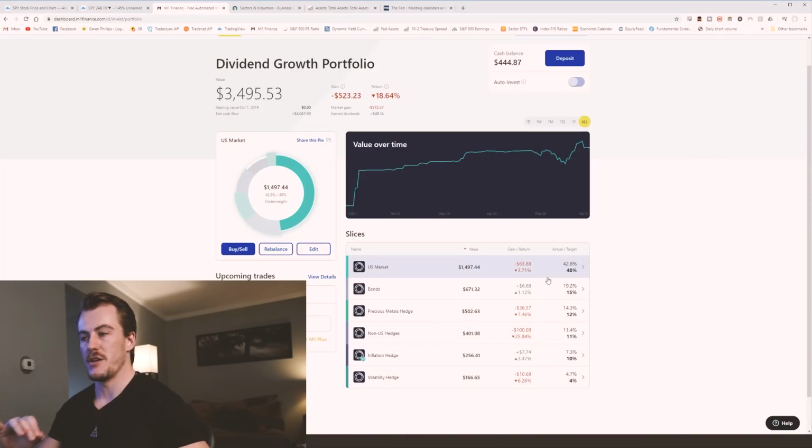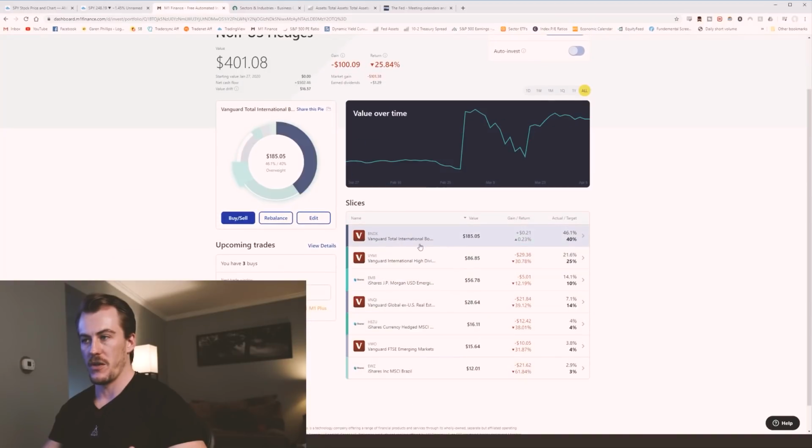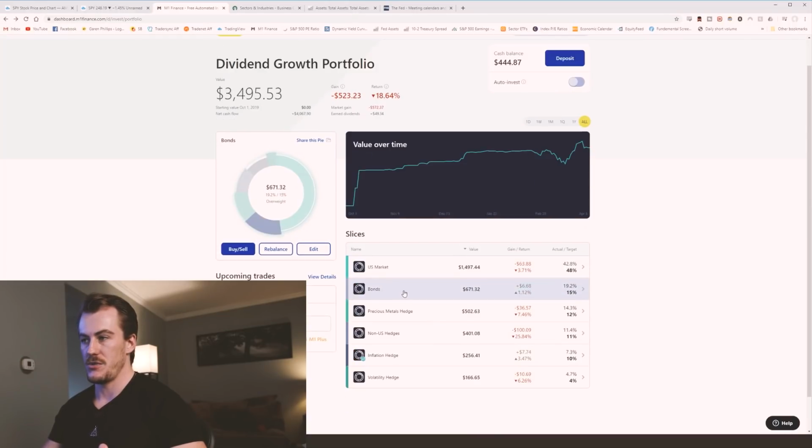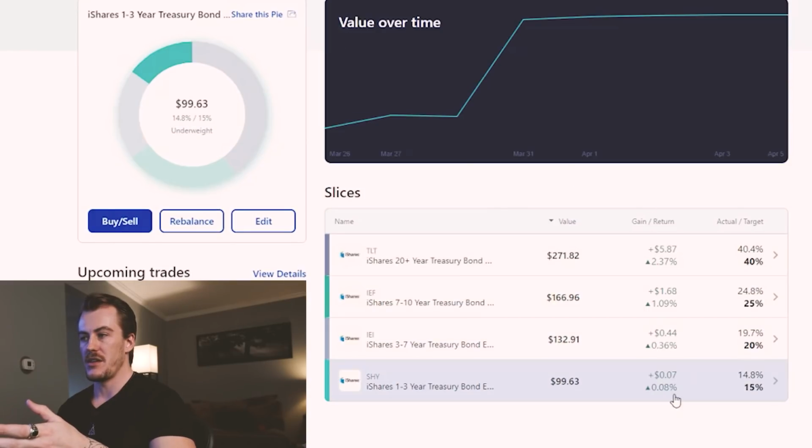So let's talk about some other hedges. We have the precious metal hedge, which is only down 7%, and I've already explained volatility, and then we have non-US hedges. If I open up my non-US portfolio, I actually have 50%, well, it should be 50%, currently it's at 46%, but I have international bonds, and bonds are a very good hedge too. If we go back to my main portfolio, I have bonds here, and here we see the TLT, IEI, and SHY. These are the federal bonds. Typically during recessions and market crashes, bonds hold up very well.